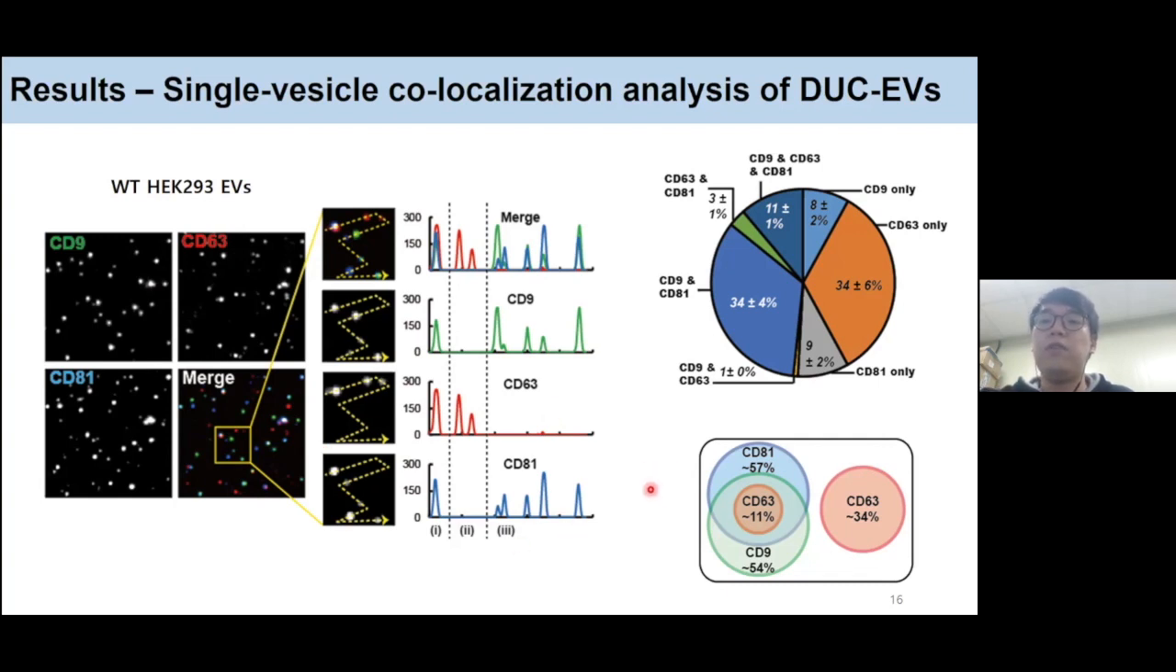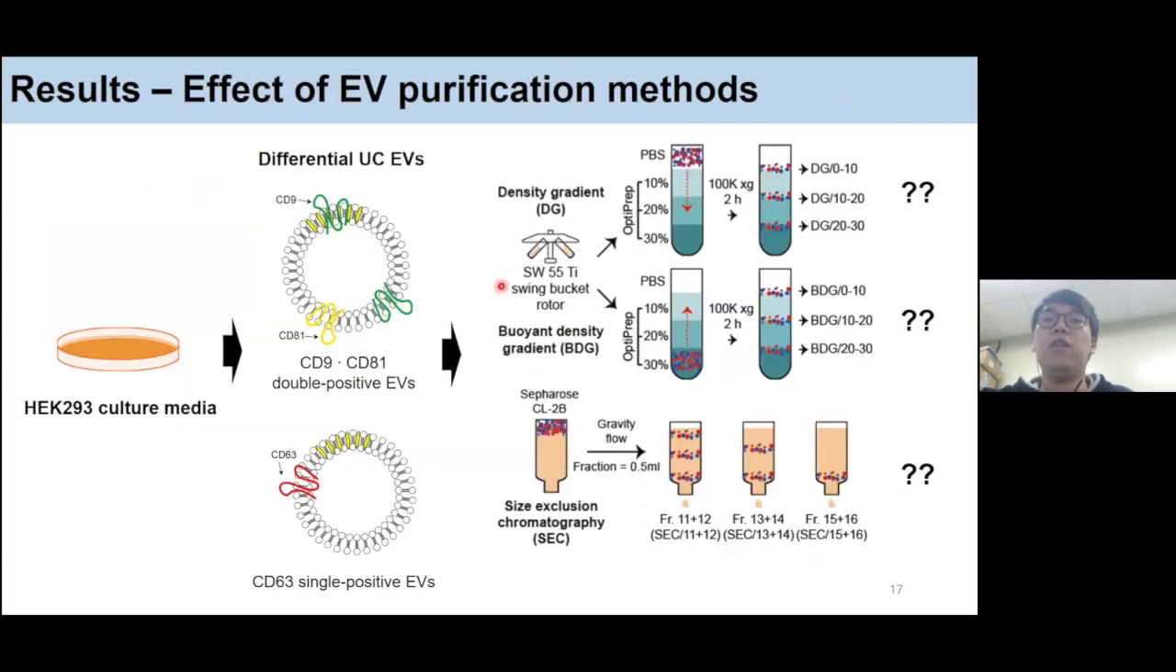The entire population was roughly divided into 2 groups. One was CD63 single positive EVs, which took about 34% of total EVs. And the other was CD9 and 81 double positive EVs, which again took about 34% of total extracellular vesicles. So using our TIRF-based single vesicle analysis, now we can answer the question of how tetraspanins are expressed in single vesicles. The rough answer is that, in the case of HEK293 cell EVs, they are composed of CD9 and 81 double positive populations and CD63 single positive populations.